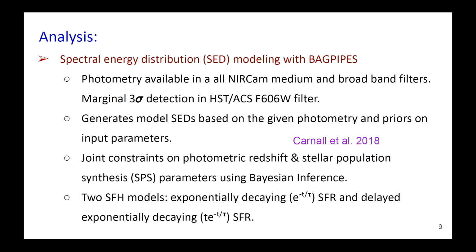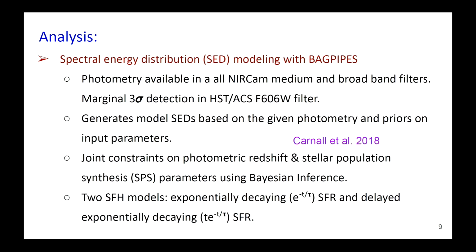So for our analysis, we carried out stellar population synthesis using Bagpipes, and we used the data in all the NIRCam broadband filters, and we used data in one HST filter also. This code basically generates model SEDs based on the given photometry and the priors that we give on input parameters such as stellar mass, redshift and star formation rate. And after that, by Bayesian inference, it derives joint constraints on photometric redshift and other stellar population synthesis parameters.